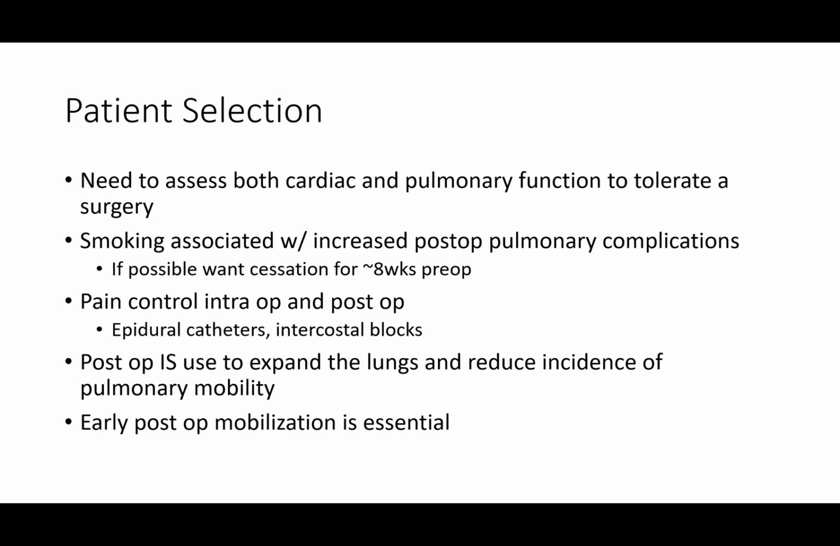I'll give a couple of examples. Obviously, when you're going to be doing surgery in the thorax, these are big major surgeries for the most part. You need to assess both their cardiac and their pulmonary function to see if they'll tolerate it. Smoking, no duh, is associated with a hugely increased rate of post-op pulmonary complications, and if you can get them to quit smoking for about 8 weeks or more pre-op, you can decrease the amount of post-operative complications. Some things, just like in all surgery, multimodal pain control, early mobilization, and early use of the incentive spirometer can actually reduce the incidence of pulmonary morbidity.